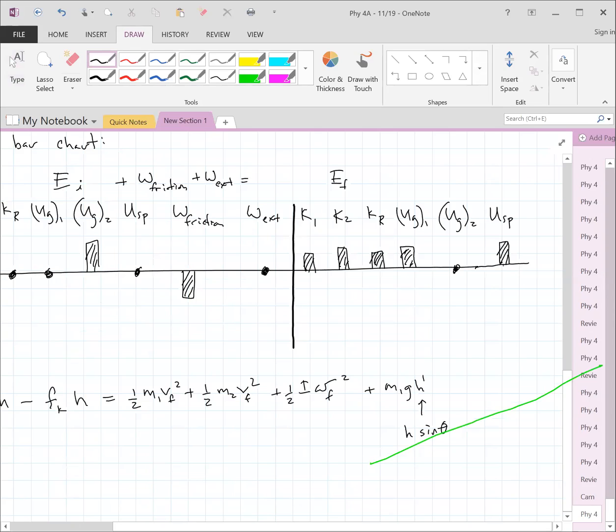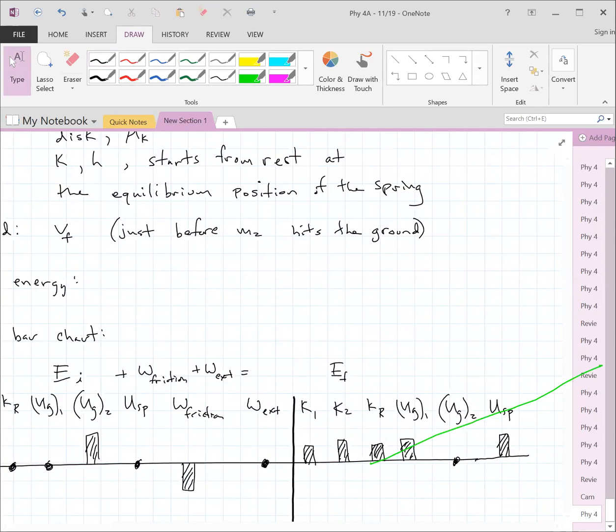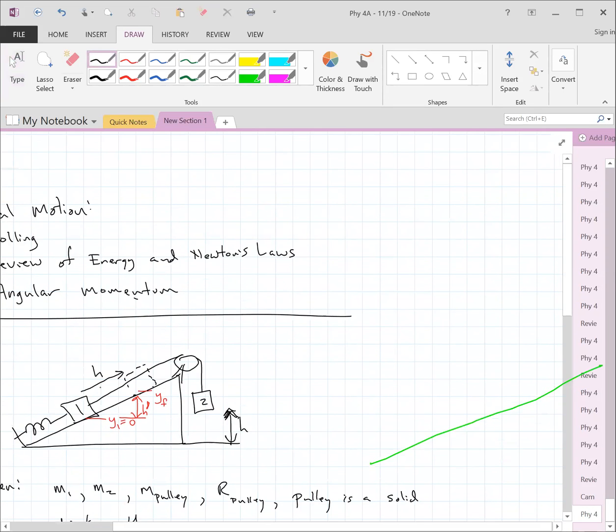And where are we? Oh, we've got one more term here. We've got spring potential energy, always positive, 1/2 k x squared. And what is the distance the spring moves? H, right? M1 moves the distance h up the incline, and that's how much the spring gets stretched.